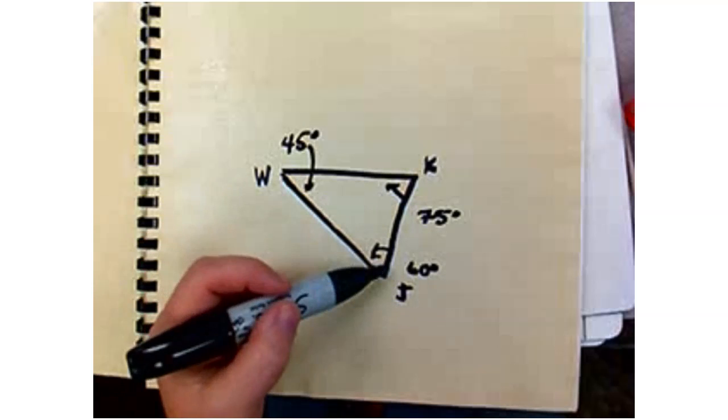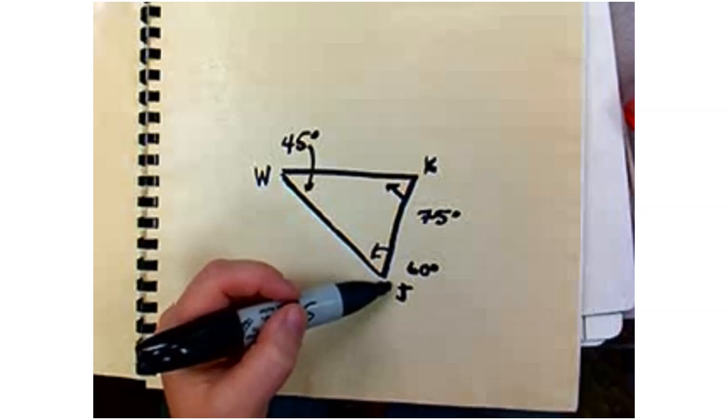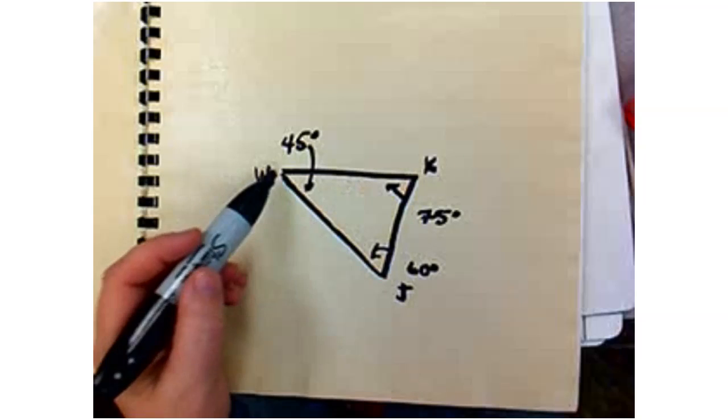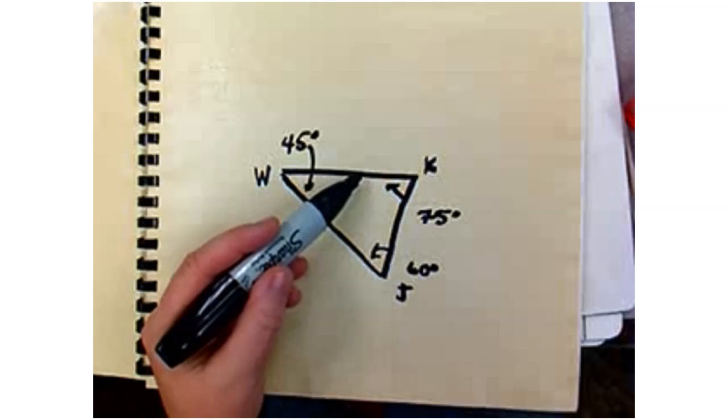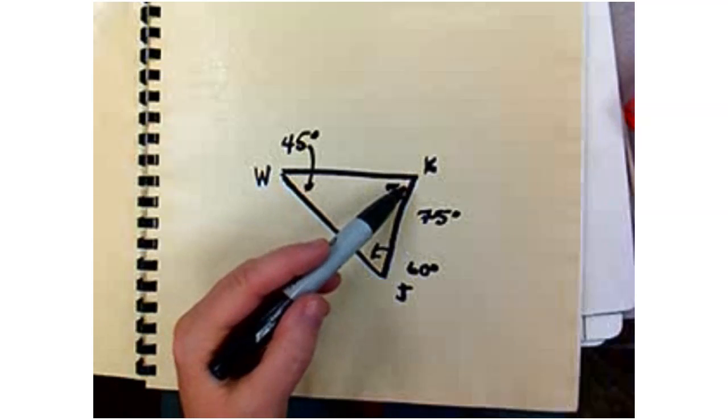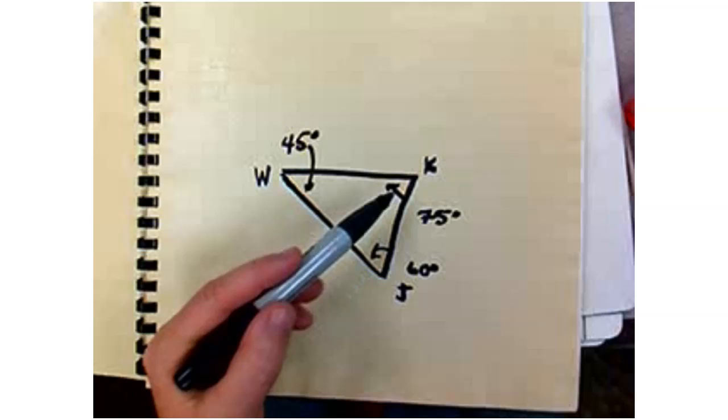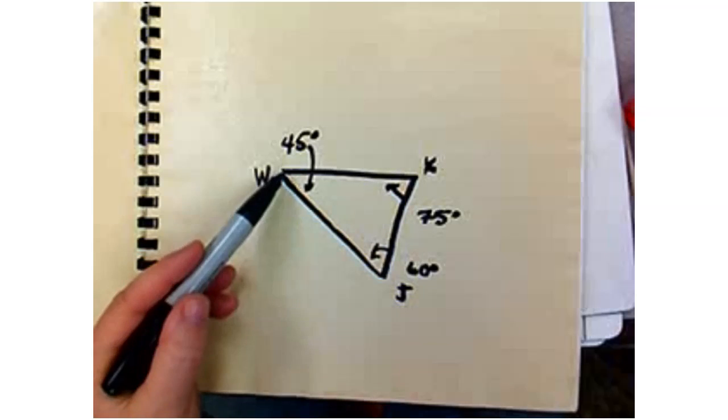The side opposite the next one, angle J, which is 60 degrees, is WK, so that's the next largest side. And then finally, the biggest side of the triangle is the side opposite the largest angle, which is angle K at 75 degrees, and the side opposite is WJ.